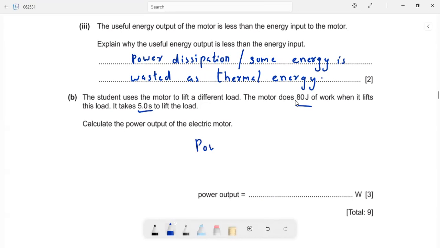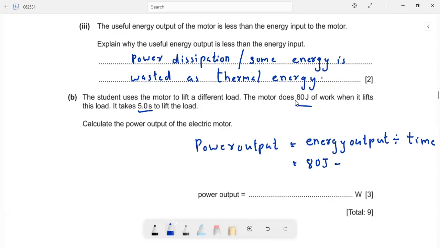So, power output can be written as energy output divided by time. So, what is the energy output here? That is work done, that is 80 joule. That divided by time, which is 5 seconds. So 80 by 5 will be equal to 16 watt. Joule per second means watt.